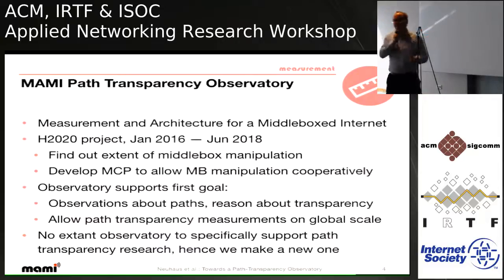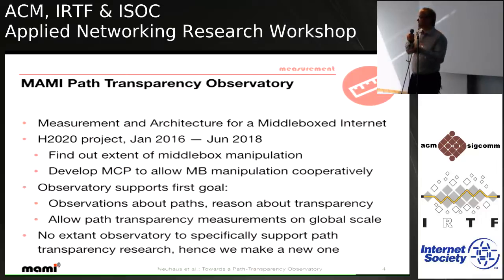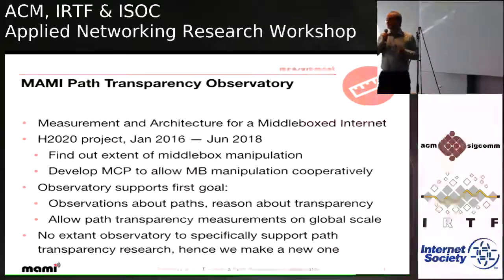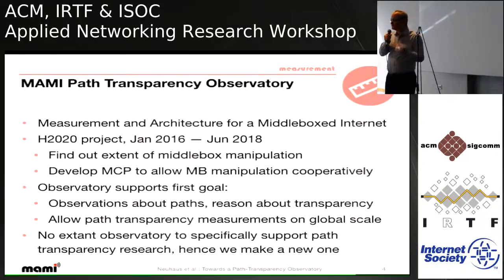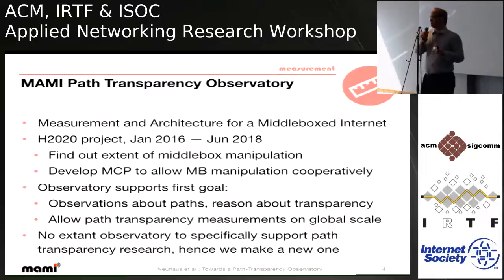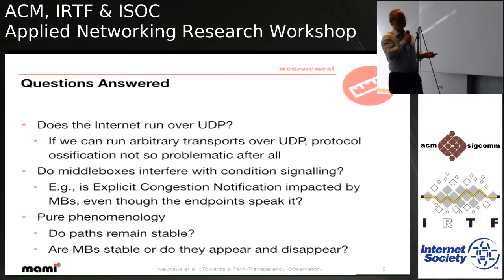That means we have an observatory, a big database that contains observations about paths. Essentially, that means we know at a certain point we made a measurement along a certain path and certain conditions did or did not hold on that path. And we also want to allow path transparency measurements on a global scale. And to answer a question of one of our reviewers, why didn't you take one of the existing observatories? Well, there is no observatory in existence that we know of that specifically deals with path transparency research, so we have to do our own.